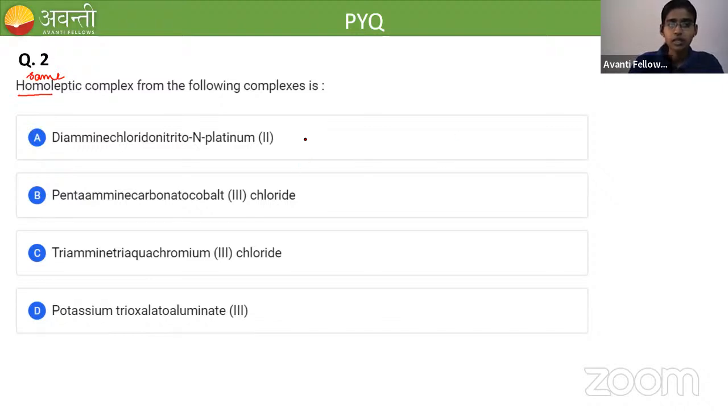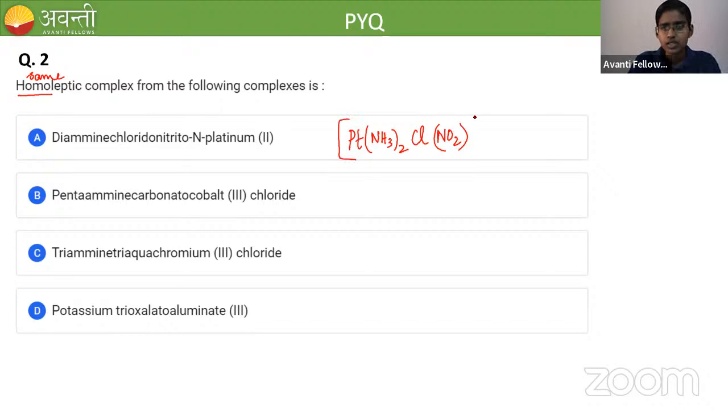We have diammine chlorido nitrito-N. Diammine means it is NH3 twice, chlorido is Cl, and nitrito-N is NO2, right? And the metal atom is platinum.